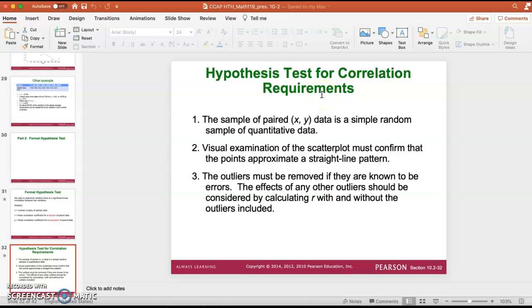So some requirements for a hypothesis test with correlations: the sample of the XY paired data needs to, of course, be a simple random sample. Still same ideas from before, a visual examination of a scatter plot should show somewhat of a straight line pattern. And then we want to basically minimize outliers as much as possible.